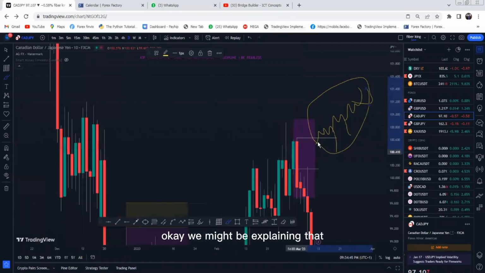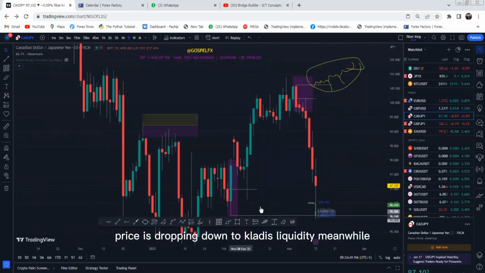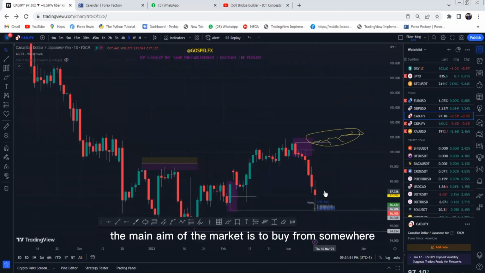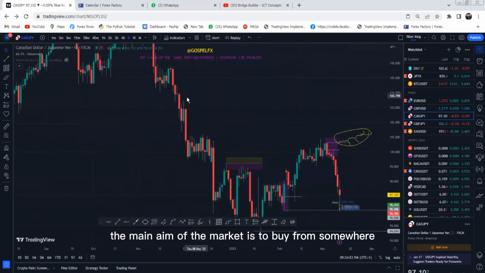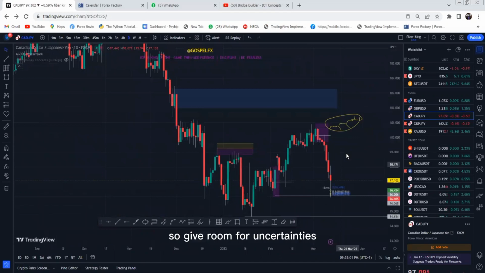Okay, we might be explaining that price is dropping down to clear this liquidity. Meanwhile, the main aim of the market is to buy from somewhere and then come back to retest some levels here, and all those things like that. So give room for uncertainties. All right, give room for uncertainties, but have your invalidations.